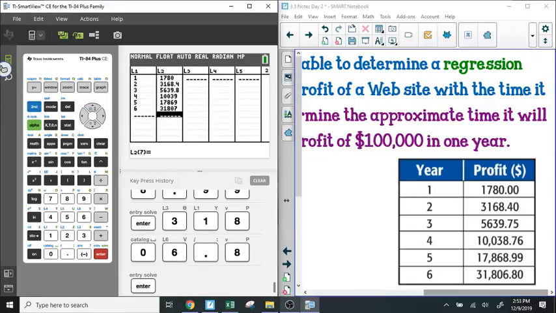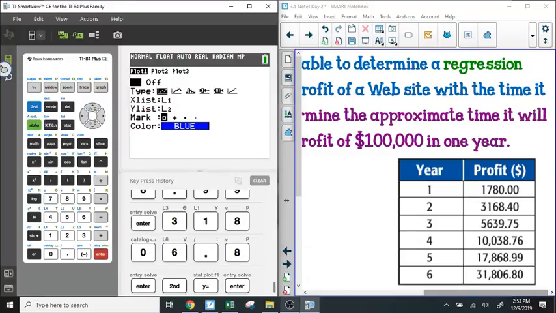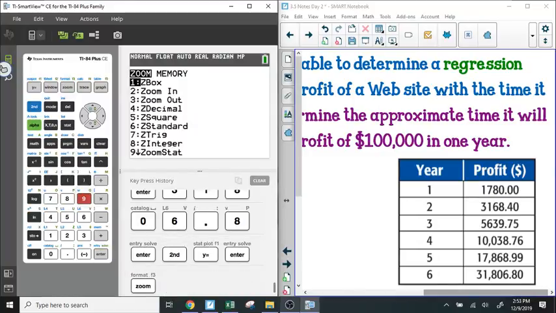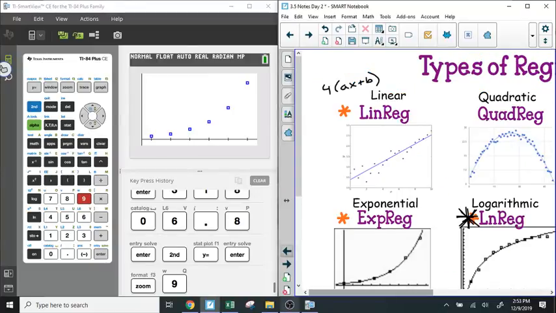This one is not as easy, so I'm going to turn my scatter plot back on. Go to second y equals, make sure my scatter plot's on, zoom 9 to see the picture. And if we go back to our options here, I think we can at least eliminate a couple. First of all, is a straight line going to be our best option on this one? No. So we're going to go ahead and eliminate linear regression for this one.